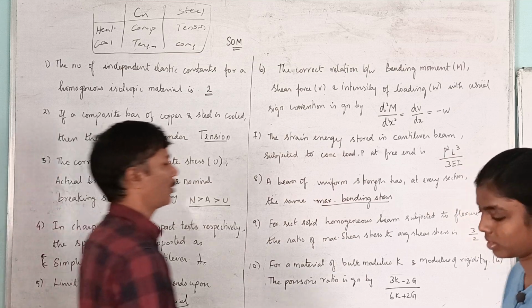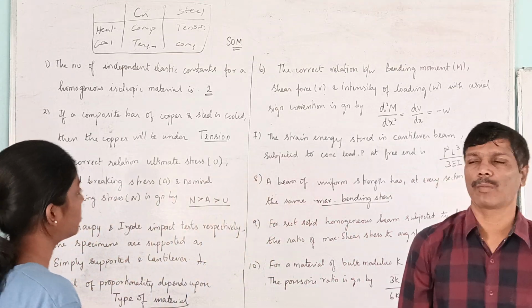Limit of proportionality depends on the type of material. It is a material property.